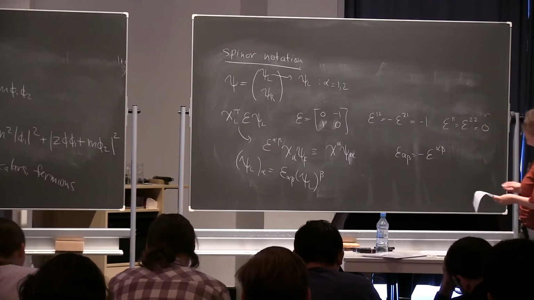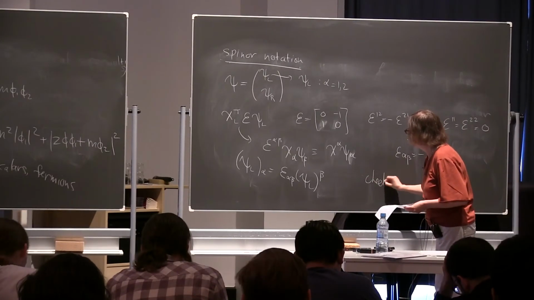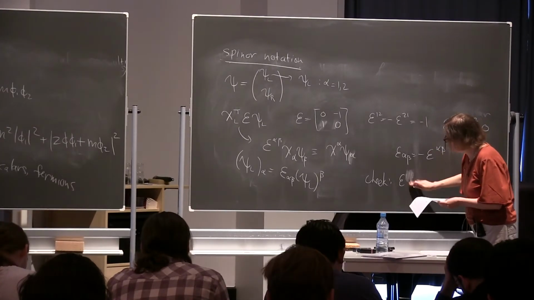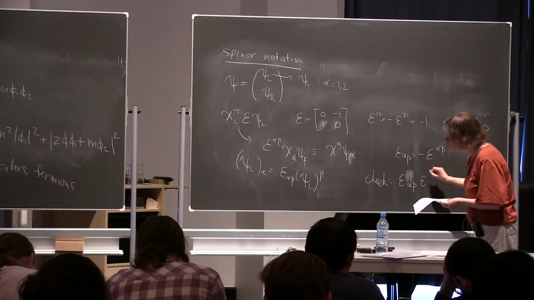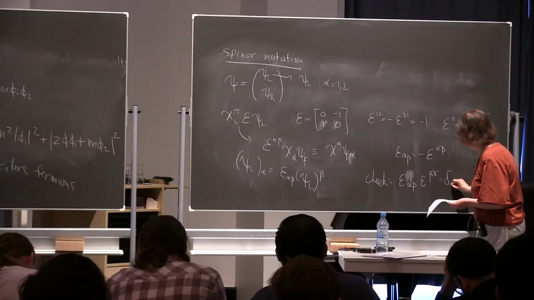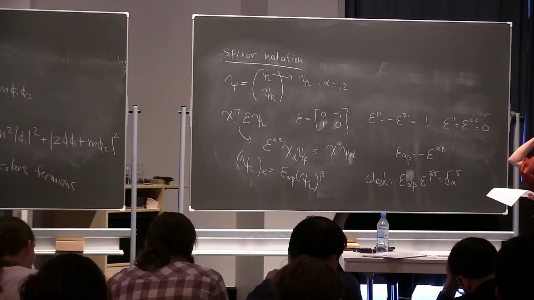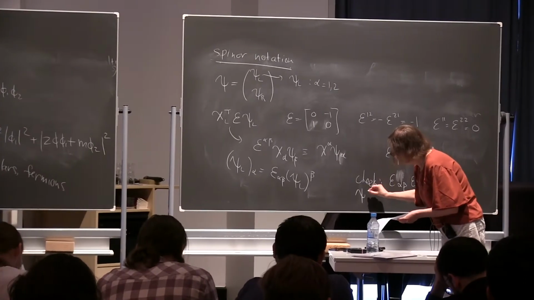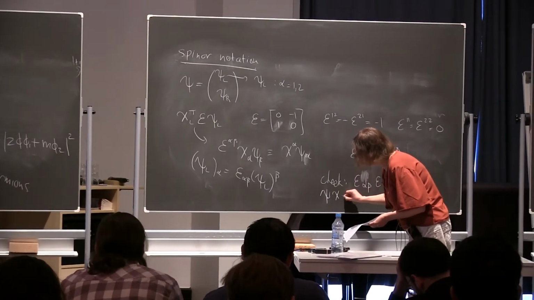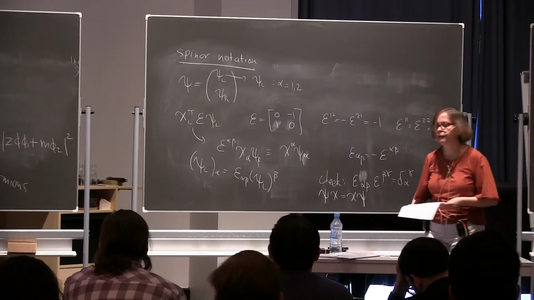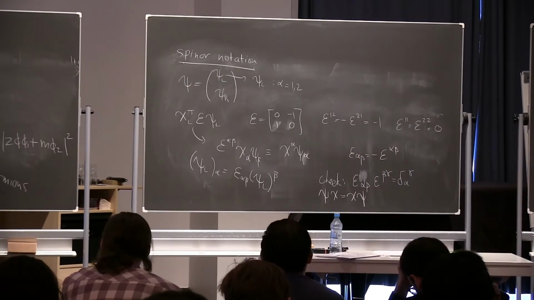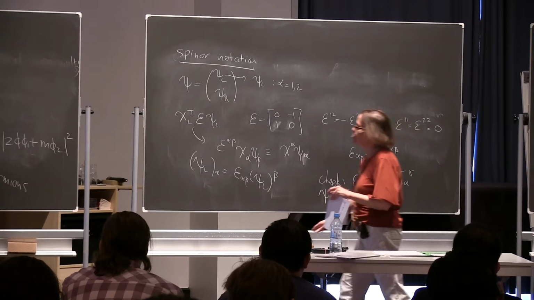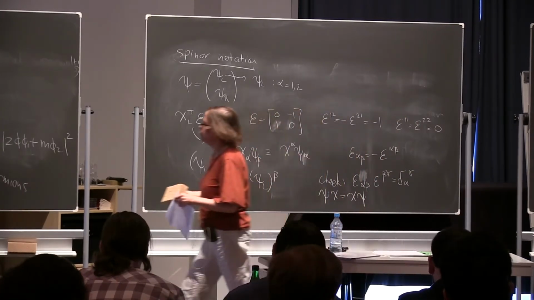Now you can easily check that epsilon alpha beta, epsilon beta gamma equals delta alpha gamma. And you can also check that psi chi is equal to chi psi. So this was all for left-handed spinors. Now let's talk about the right-handed spinors.